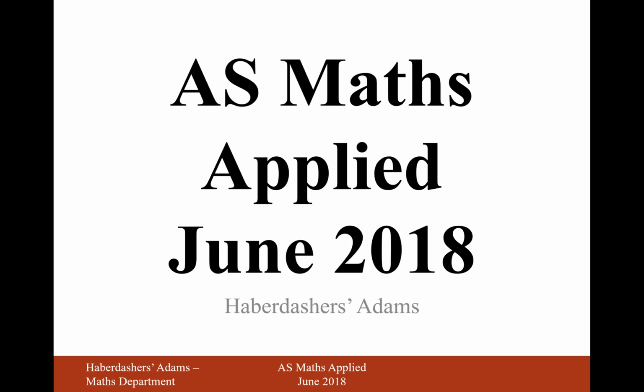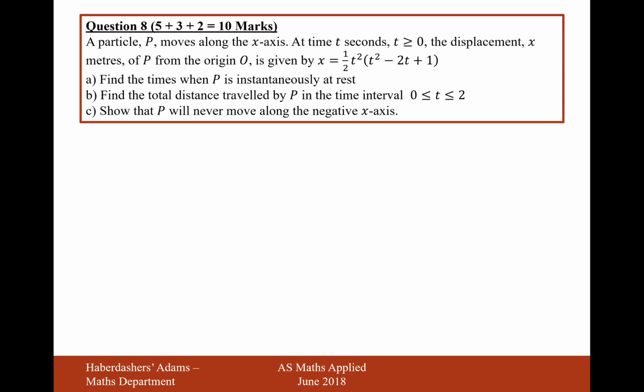Hello there and welcome to the June 2018 applied paper. Here we're looking at question 8. A particle P moves along the x-axis. At time t seconds, t is greater than 0, the displacement x meters of P from the origin O is given by this expression here.